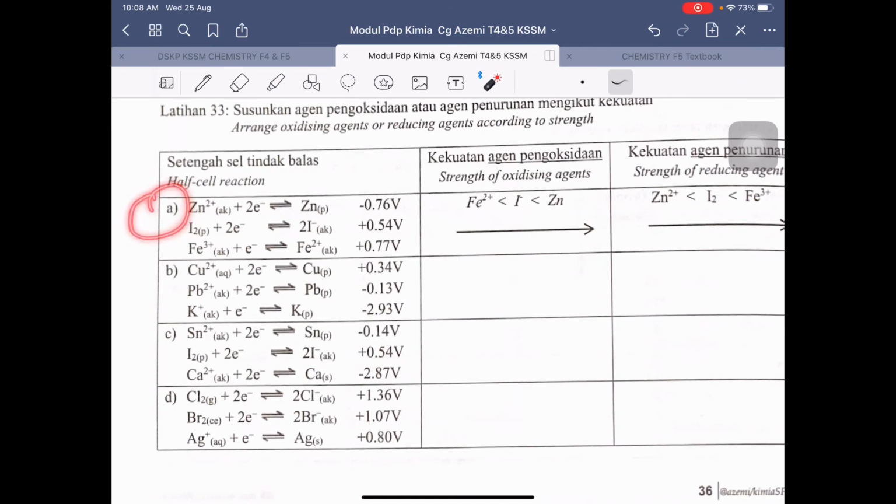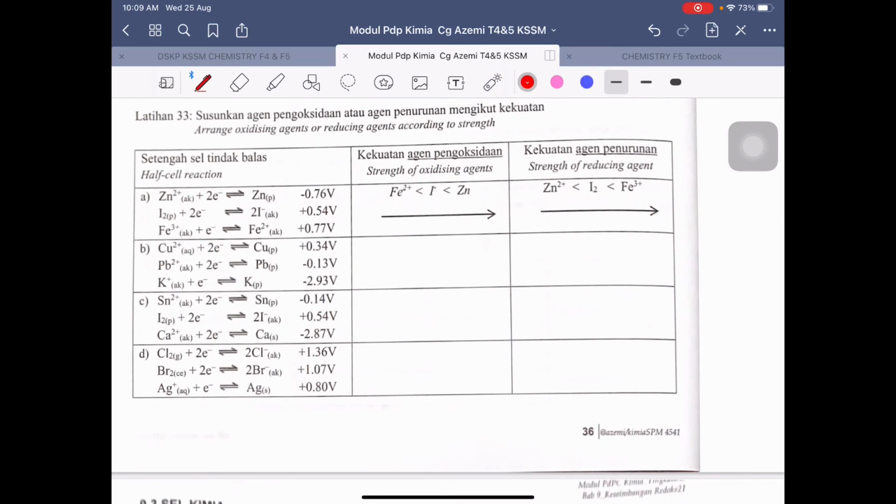The A first. Negative 0.76, positive 0.54, positive 0.77. Which one is the most negative one? The most negative itulah yang duluan. Dia yang duluan oxidation process. Okay? So, this one will be the number 1. Number 1, oxidation process. And then number 2. Number 2, siapalah number 2? This will be the number 2.